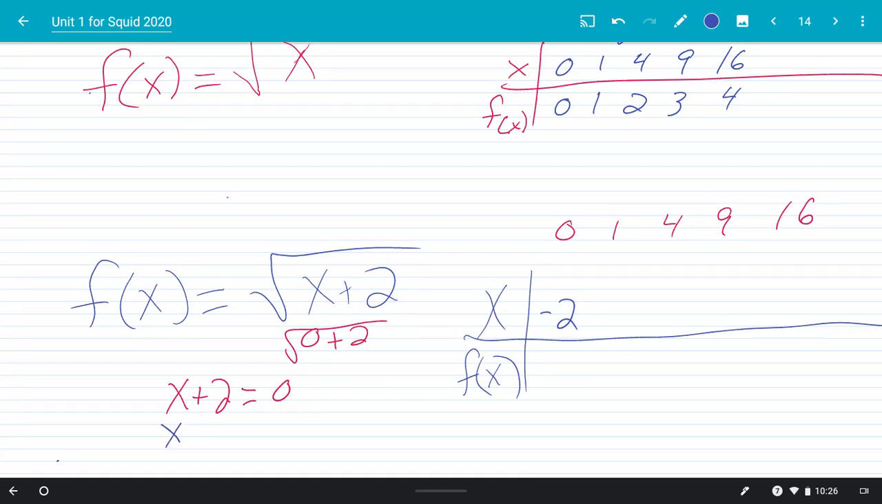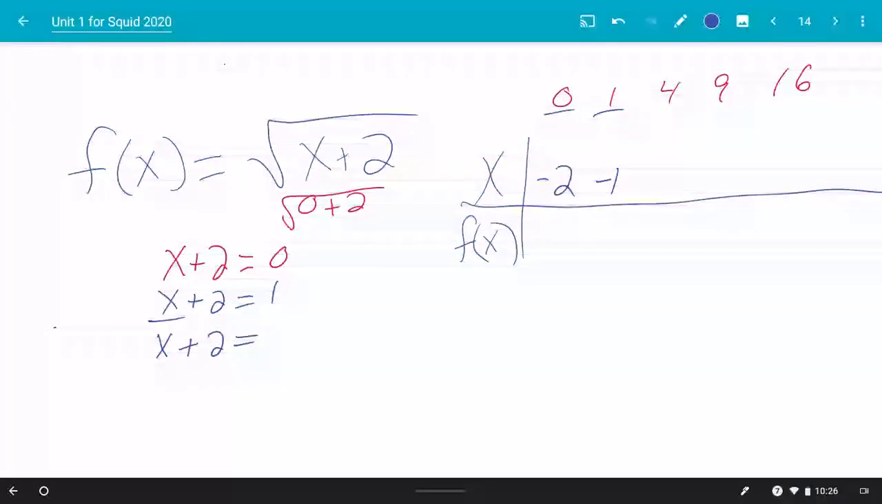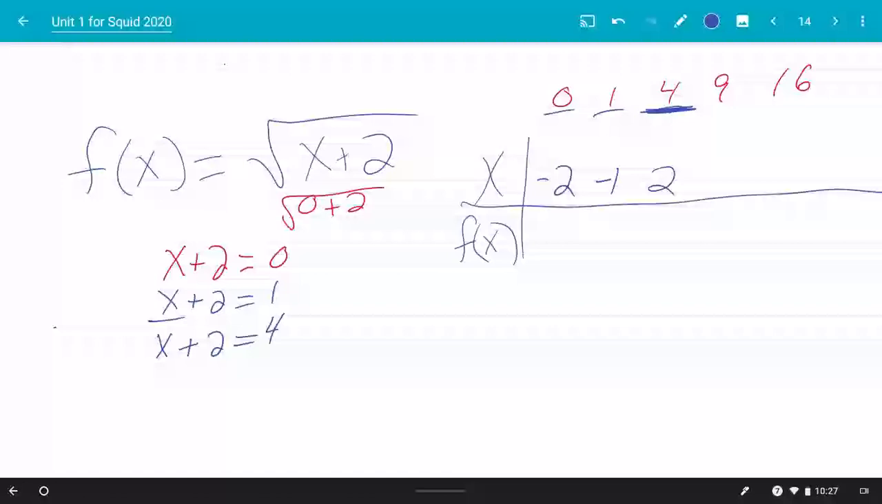And then what can I put in for x to get x plus 2 to equal 1? I got 0. Now I need 1. Nope, not -3. What plus 2 gets me 1? There you go, a -1. Now what do I need it to equal? I need x plus 2 to equal what? 4. So what plus 2 gives me 4? 2. Are you with me? I'm starting to lose a couple of you. That's okay. Stay with me right here.